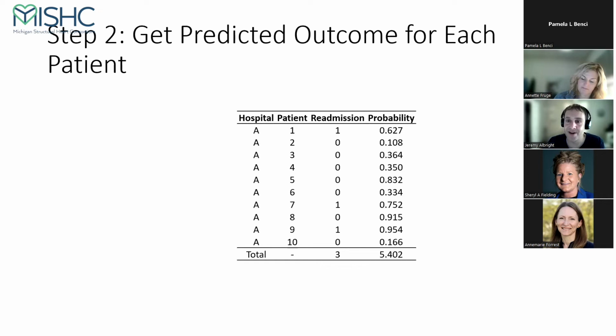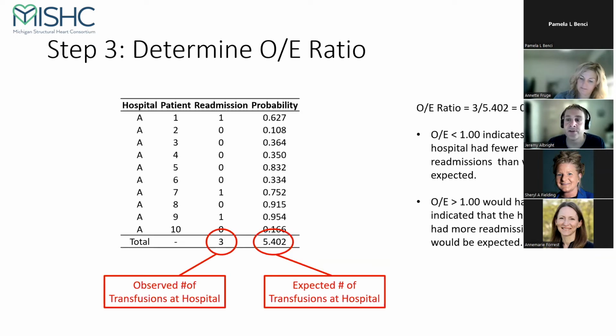So the closer that probability is to 1, the more likely they are to be readmitted. And the closer it is to 0, the more likely it is that they won't be readmitted. We have this information now for each patient that we've gotten from the model. We now have a probability for each patient, and we have what actually happened with that patient. So now we can do step 3, where we can take that information and calculate that OE ratio.